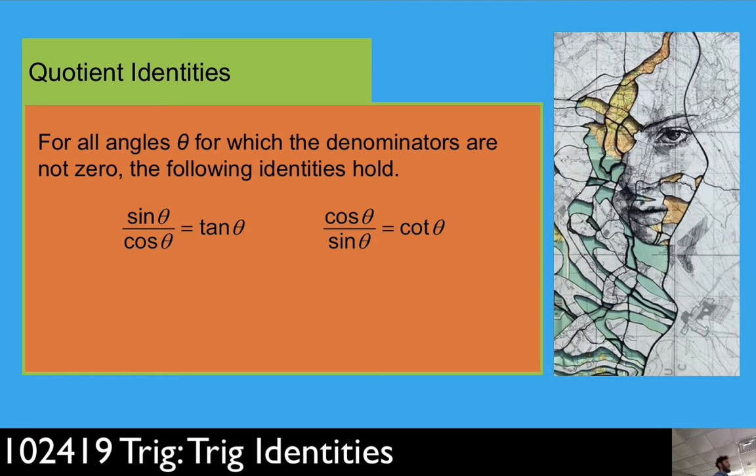So for any angles in which the denominators aren't 0, so that means any angles for which the denominators are defined, these identities hold true. So sine over cosine equals tangent, and the inverse of that, the cosine over the sine equals the cotangent. So those are the quotient identities. And let's see if we can prove that.